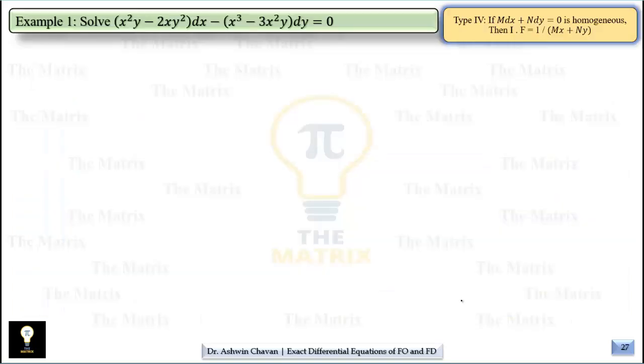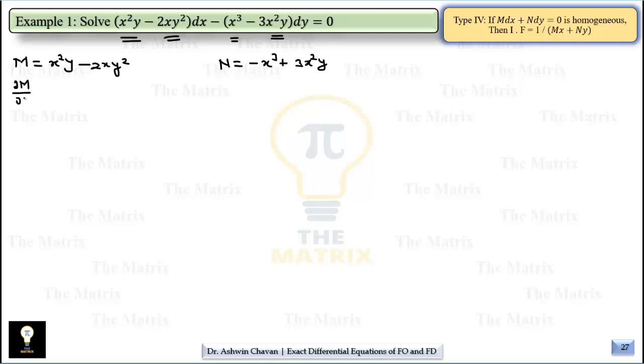is non-zero. Now you can see the first term x square y, the sum of the indices is 3. Then x y square is also 3, x cube is 3 and x square y is also 3. So it is a homogeneous differential equation, but before that we must show it is non-exact. So let's write M, which is x square y minus 2xy square. We have N including the negative sign, so we have minus of (x cube plus 3x square y). Let's check.